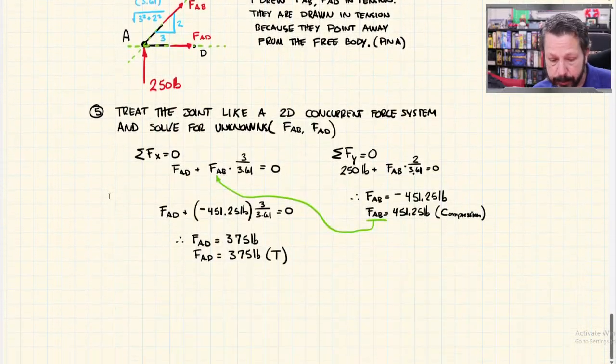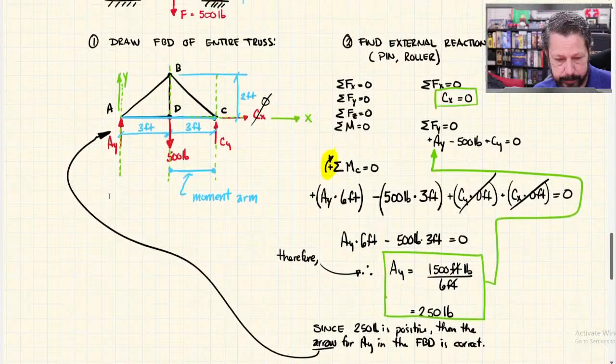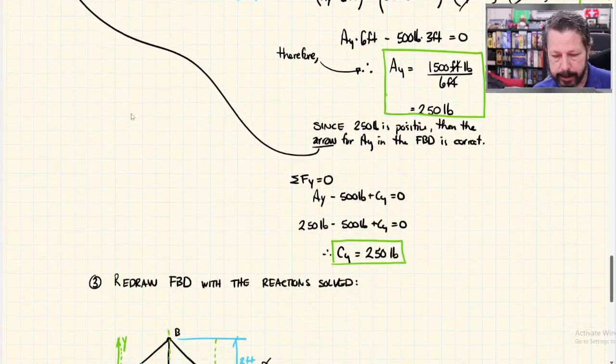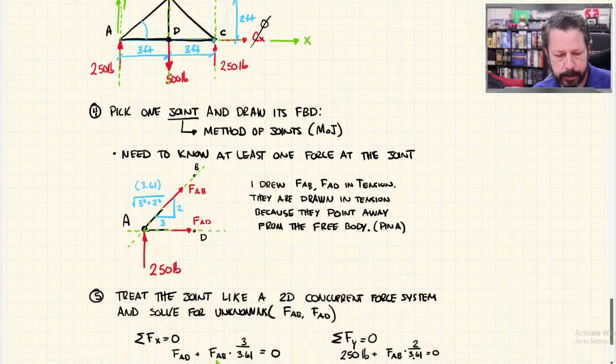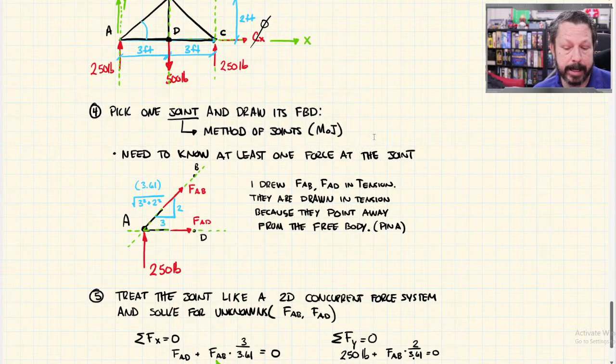The idea would be that you start back, let's see. Oh, right here. No, you don't have to do that again. You would start back at number 4. You would pick a new joint, B or D or C, and go through method of joints again for that joint until you've solved all the stuff you need to solve. So that would be the idea with method of joints. And we'll do some more problems.